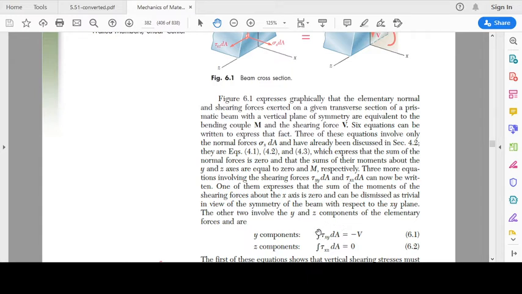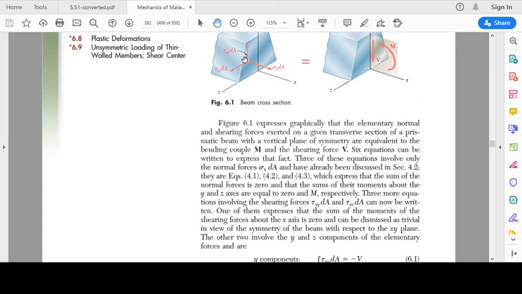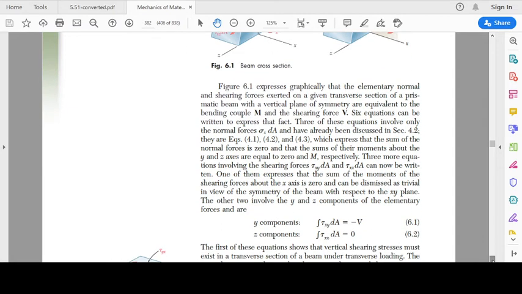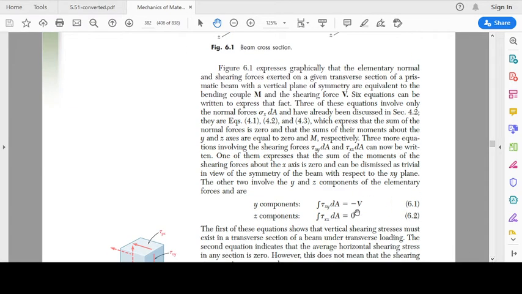resultant of all shear stresses which are acting on the cross section, tau xy is just the one which is acting on this differential area. So tau xy dA is the shear force which is acting on this differential area. And since this is in the y direction, the resultant will be equal to the net force which is applied on the cross section in the y direction, which is minus V. So when we consider the y components, the resultant of all shear stresses is equal to minus V.